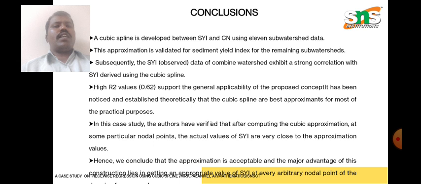The theoretical cubic splines are the best approximations for most practical purposes. In this case study, the authors have verified by computing the cubic splines at some particular nodal points the actual values of SYI. Hence, we conclude the approximation is acceptable, and the major advantage of the construction lies in getting an approximate value of SYI at every arbitrary nodal point.